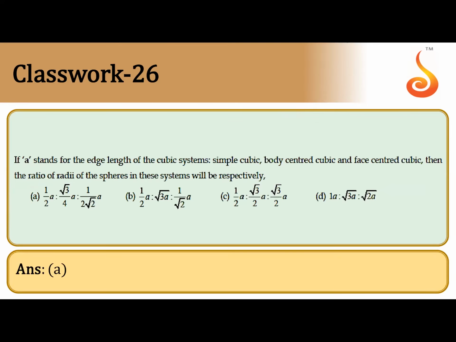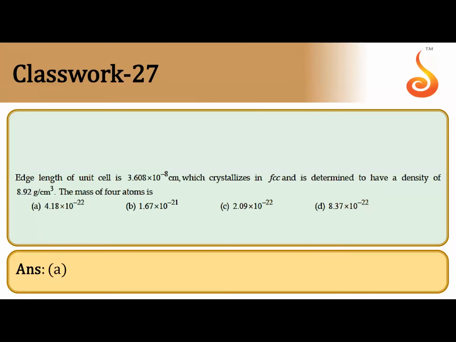Question number 27. Edge length of the unit cell is 3.608 into 10 power minus 8 centimeter, which is crystallized as an FCC and determined to have a density of 8.92 grams per cc. So all of you know that d is equal to Z into M by a cube into NA, the Avogadro number.